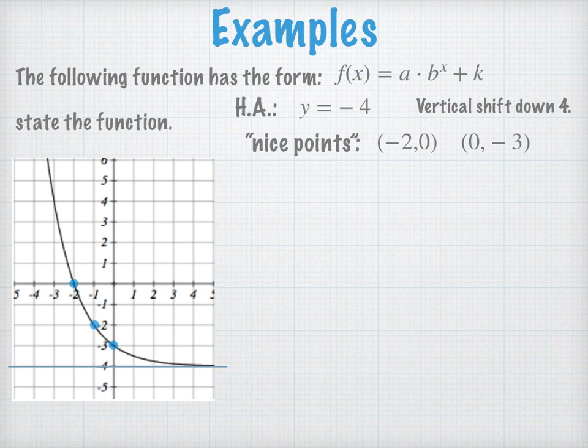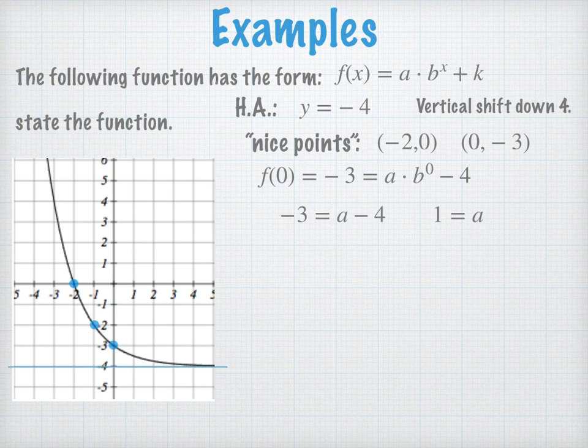So let's try to plug in our second nice point. Let's plug in the point 0, -3. We're plugging in 0 for x, and we're saying that should equal -3. So we would have -3 equals a times b raised to the 0 minus 4. B raised to the 0, remembering our exponential rules, would be 1. So that means we have -3 equals a minus 4. Now we should be able to solve for a by adding 4 to both sides. So we would get that a equals 1.